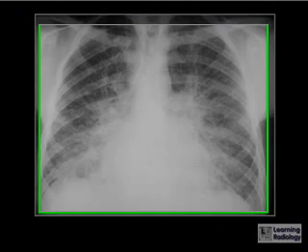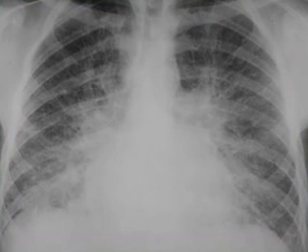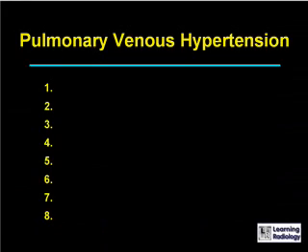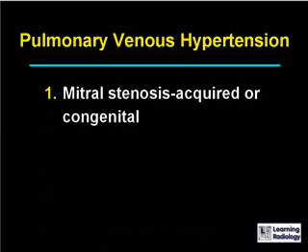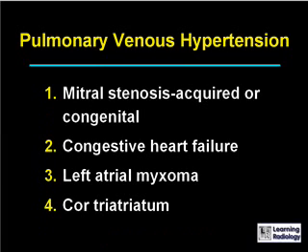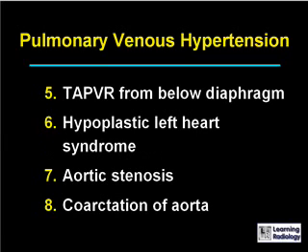This is the next differential diagnosis. Pause the player. The differential diagnosis is of pulmonary venous hypertension. There are 8 major causes. Pause the player. The 8 major causes of pulmonary venous hypertension are mitral stenosis, acquired or congenital, congestive heart failure, left atrial myxoma, cor triatriatum, total anomalous pulmonary venous return from below the diaphragm, hypoplastic left heart syndrome, aortic stenosis, and coarctation of the aorta.